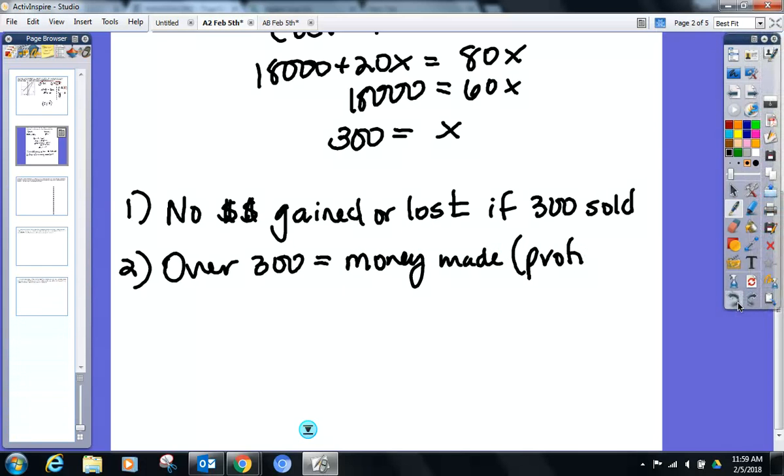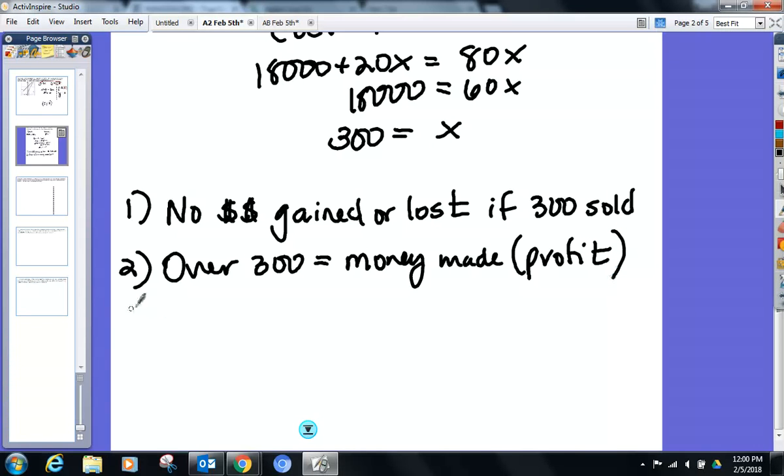And when do I start losing money? Anything under 300, I start losing money. Yep. I lose money.